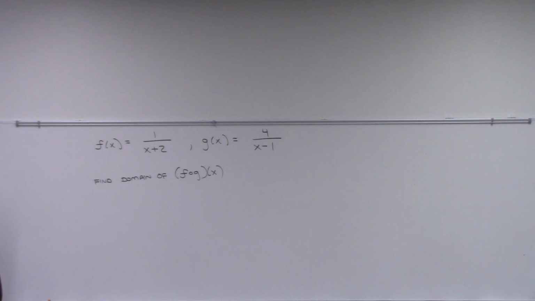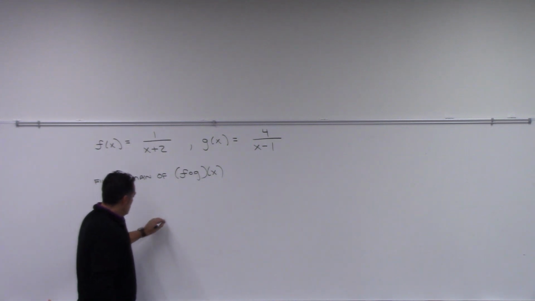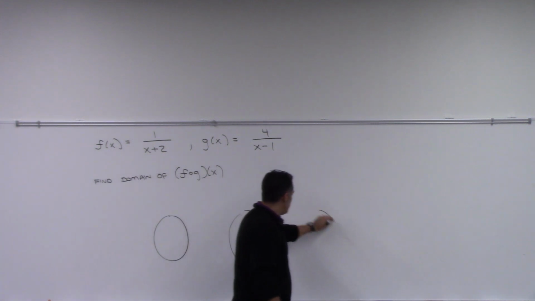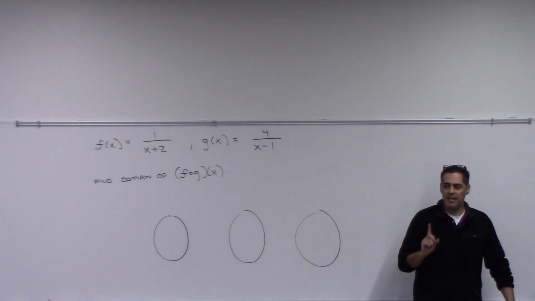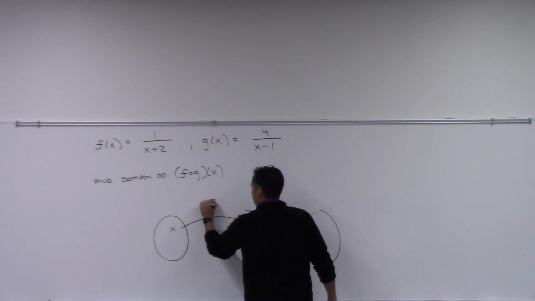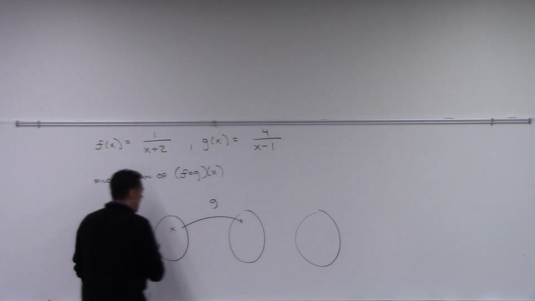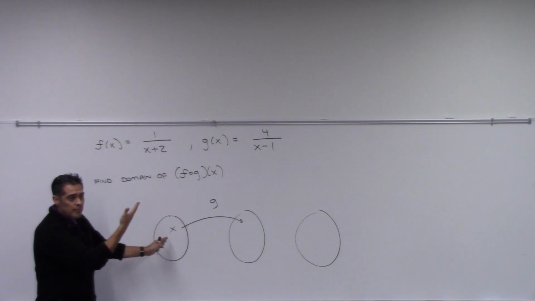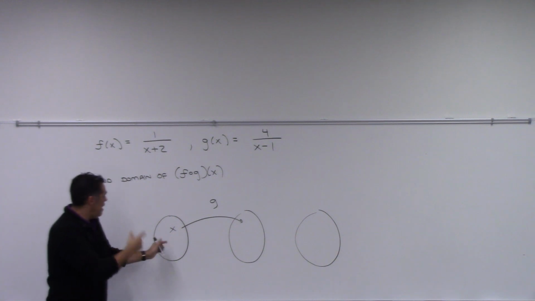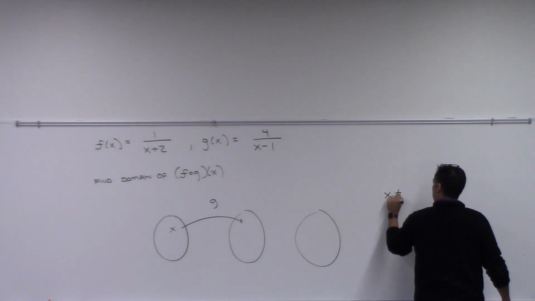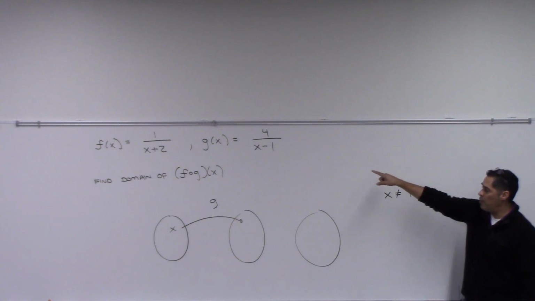All right, so domain. I'm going to try and do this visually. Who gets the number first? G gets it first, right? You have to understand that. G gets x first. So whatever x is, it's going to go into g first. So what do I have to make sure can't happen then? Where does g have a problem? At 1, right? So because g's going to get x first, I know that x cannot be equal to 1, for sure, or else g will have a problem with that.